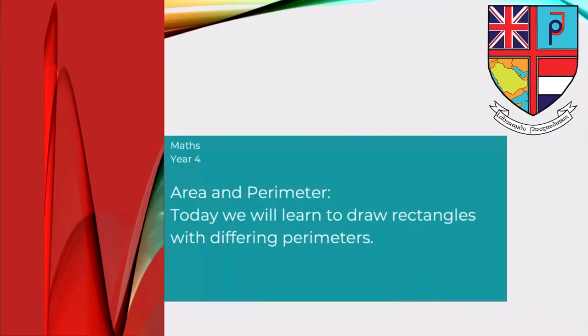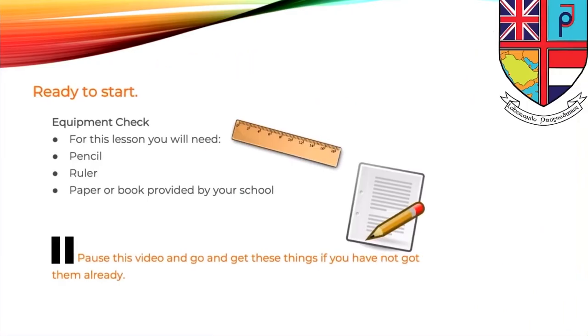Before we go on, let's just quickly mention that today we're going to learn how to draw rectangles with differing perimeters, and we're going to learn what rectilinear means. I know we started this recently, you may have an idea, or you may fully know, but let's have a quick go and look a little bit deeper at what we're talking about.